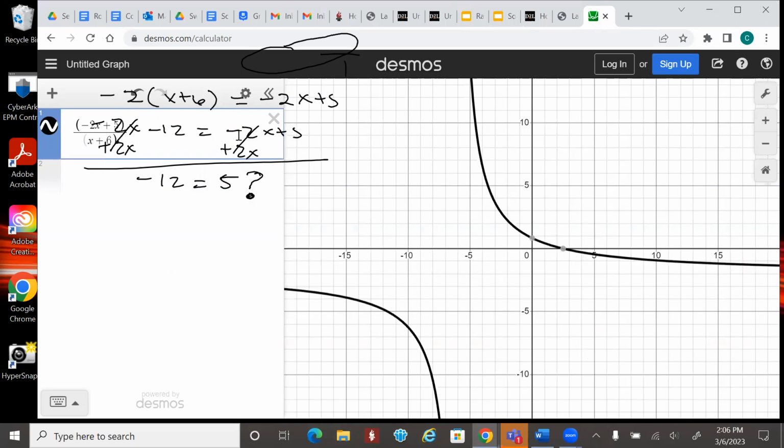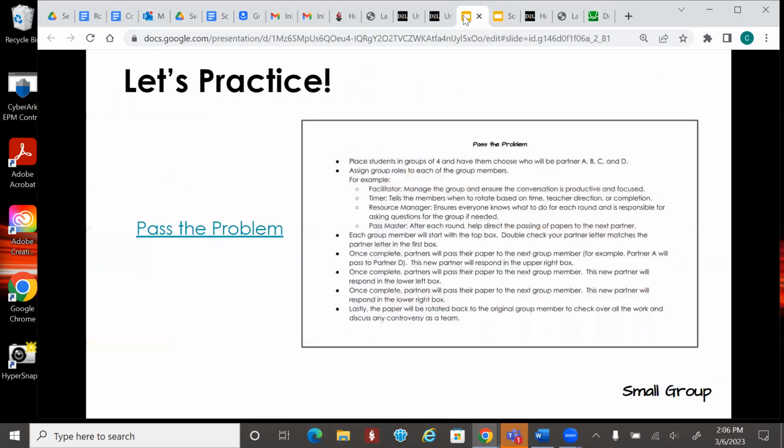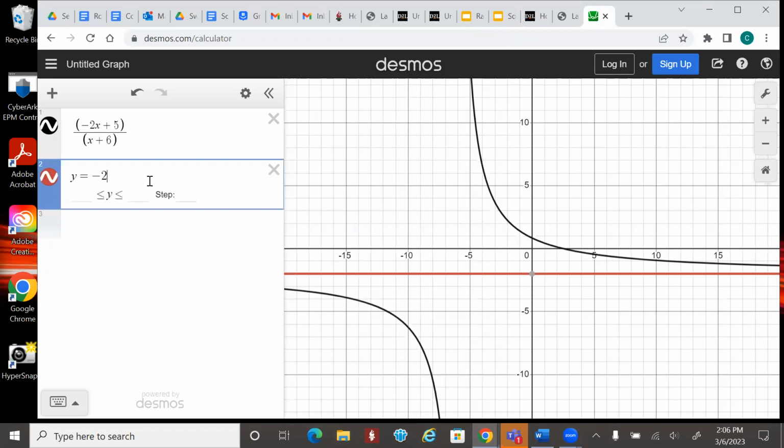Okay, we want to know when it's greater than -2, right? If you have not muted yourself, please do that. When it's greater than -2, so we're gonna have y equals -2. And so when is that the case? Well, it's whenever it's greater than -2, so that's gonna be from -6 to positive infinity.